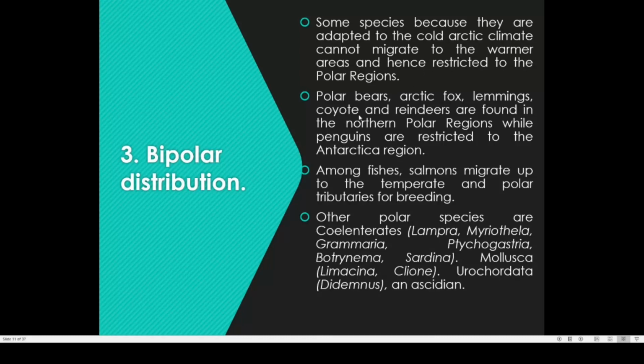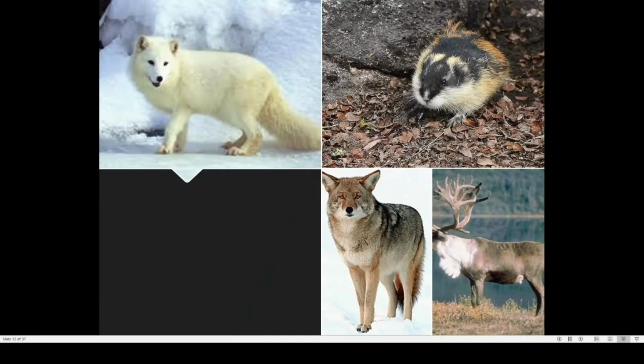Either they may be present in the northern pole, or they may be present in the southern pole. So some species, because they are adapted to the cold Arctic climate, cannot migrate to warmer regions, hence are restricted to polar regions. Such animals are known to exhibit bipolar distribution. Some animals are present in the North Pole as well as the South Pole, but some are present only in either the South Pole or the North Pole. Such a type of distribution is known as bipolar distribution. So these are examples of bipolar distribution.